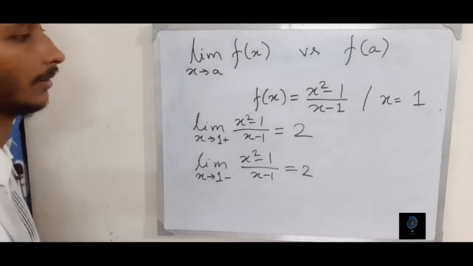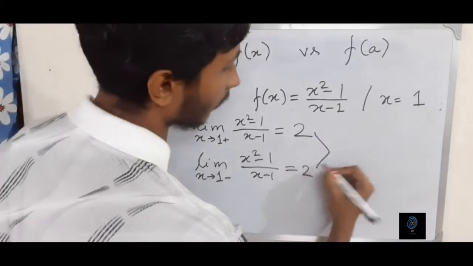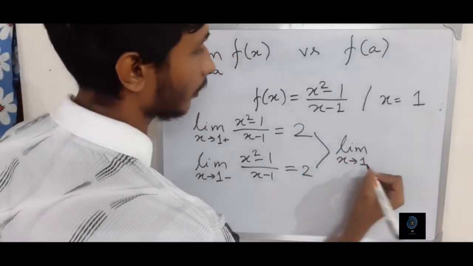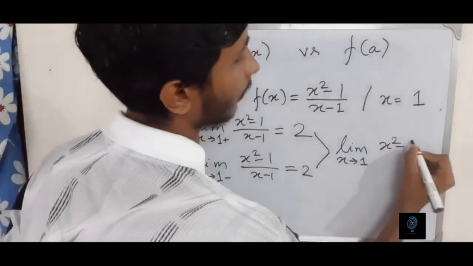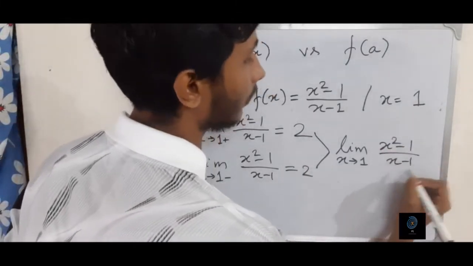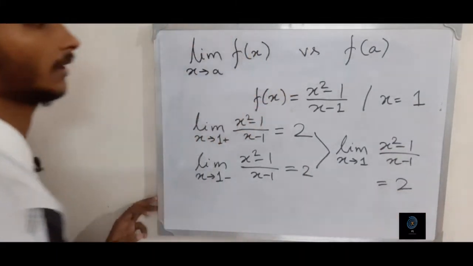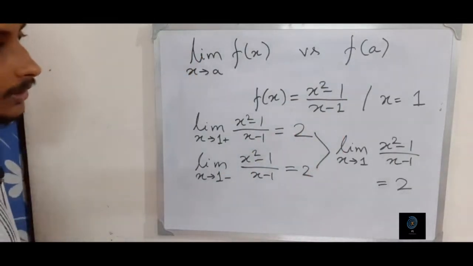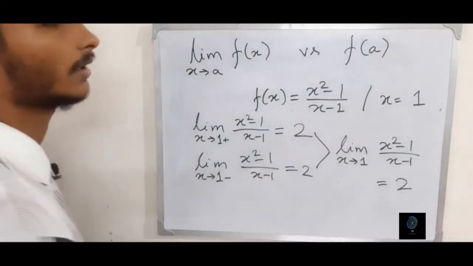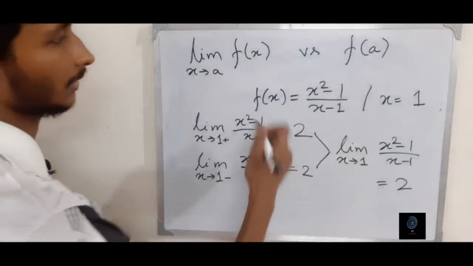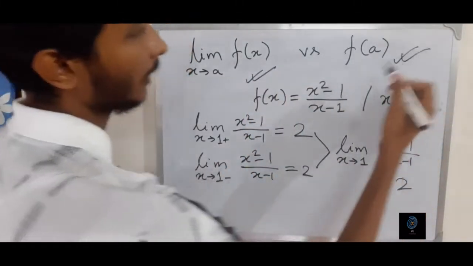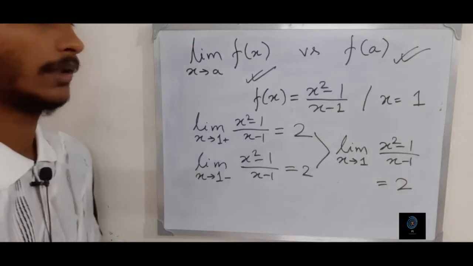So the right hand limit and left hand limit both are equal, thus we can write limit x tends to 1 of (x squared minus 1) by (x minus 1) equal to 2. But in this case, if we try to compute f(1) directly, it will not be possible because the denominator becomes 0. So in this case, this limiting value exists, but the actual value cannot be computed directly from the definition.